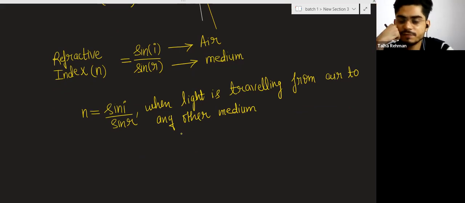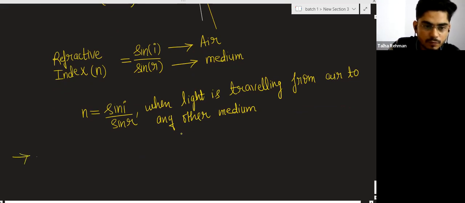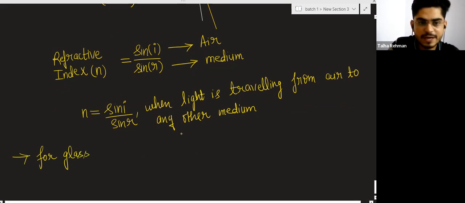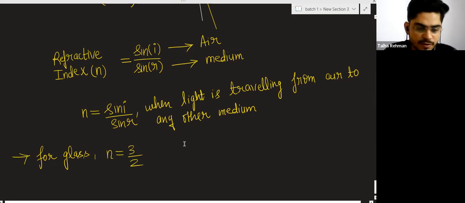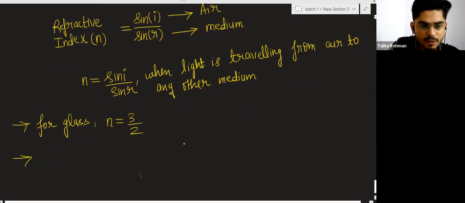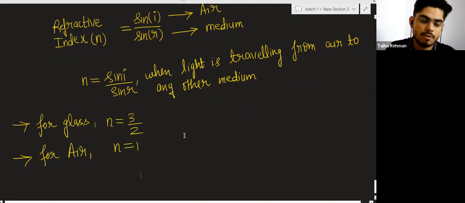Refractive index has some values also. For glass, the value of refractive index n is equal to 3 by 2. Refractive index has no unit because here is sin i, here is sin r, divided, so no unit. For air, the value of refractive index is equal to 1.